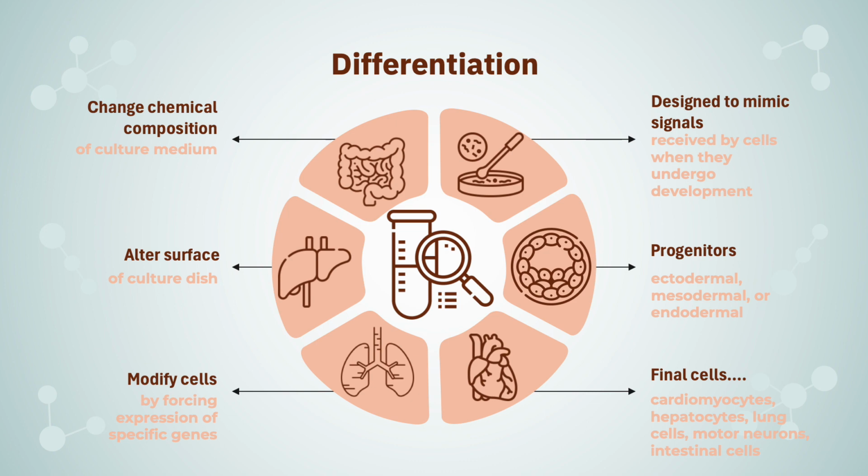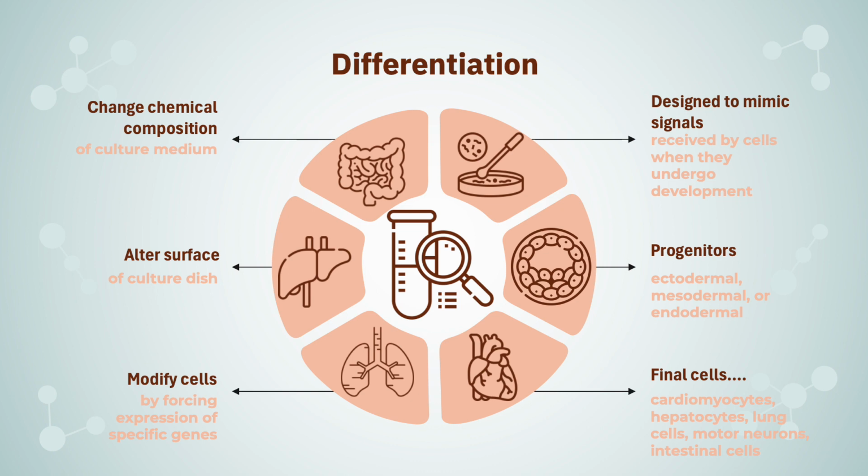So again, you've taken differentiated, fully mature adult cells that have been reprogrammed back into the pluripotent state to create iPSCs. This was achieved over several weeks by forced expression of genes that are known to be master regulators of this pluripotency. When the iPSCs have grown in culture under the appropriate conditions, as discussed on the last slide, they can remain undifferentiated. Then, to generate cultures of specific types of differentiated cells, you can do one of 3 things: change the chemical composition of the culture medium, alter the surface of the culture dish, or modify the cells by forcing the expression of specific genes.